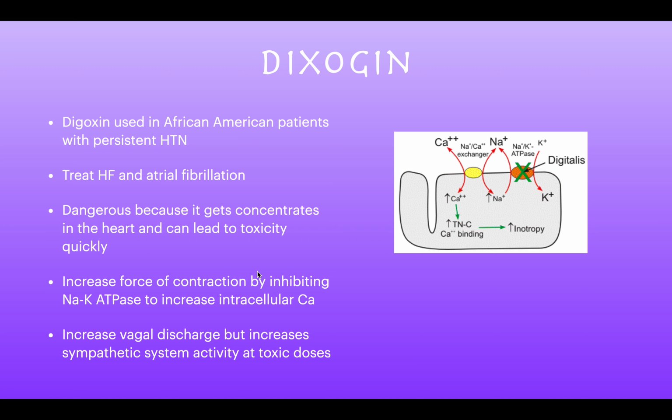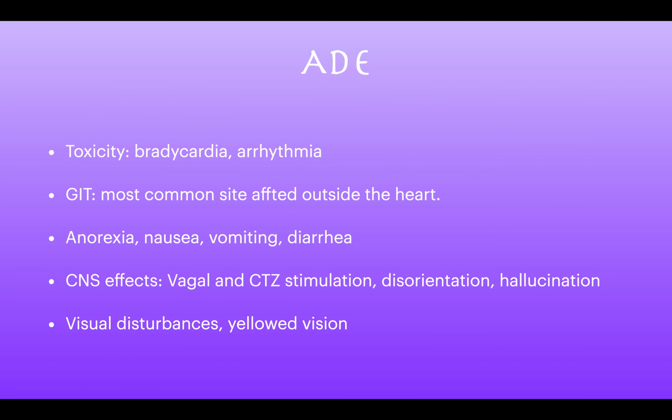It increases the force of contraction by inhibiting the Na-K-ATPase to increase the amount of intracellular calcium. So more calcium, more contraction. It increases the vagal discharge, but increases the sympathetic activity at toxic doses. So usually it's parasympathetic. Okay, so in toxicity cases, it can lead to bradycardia, and then from there, arrhythmia.